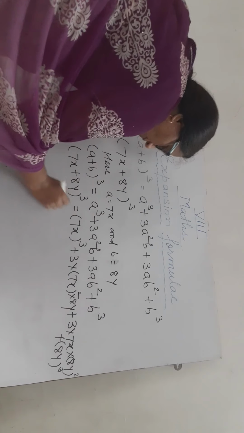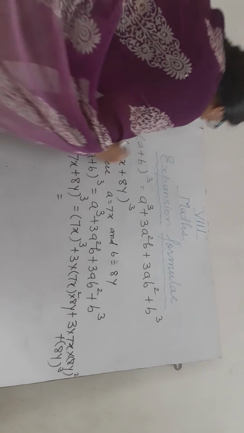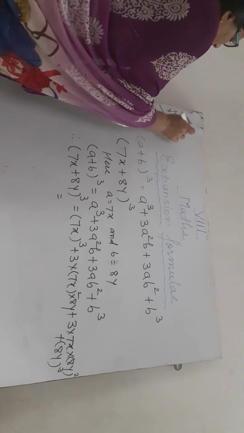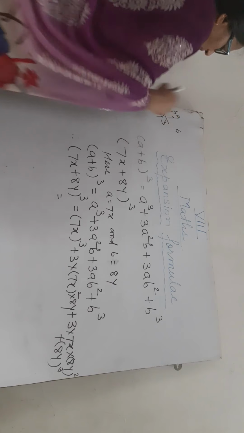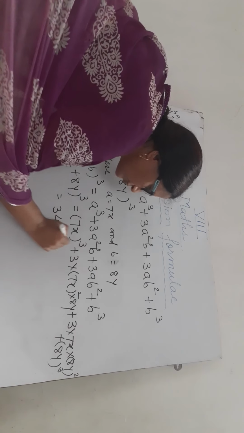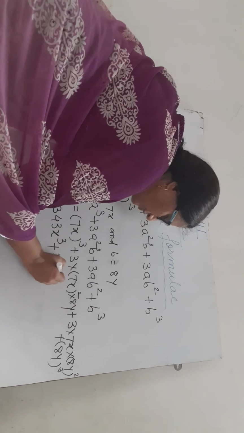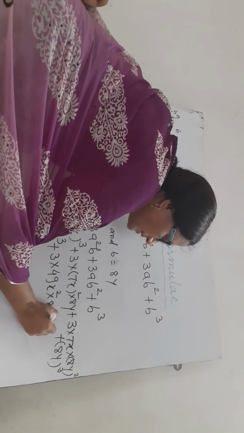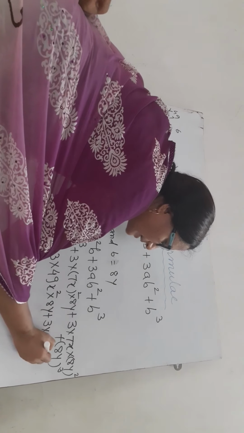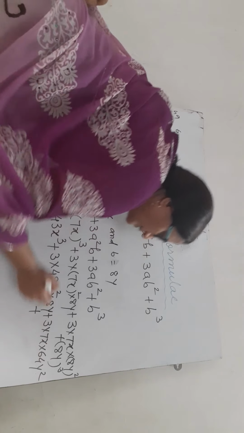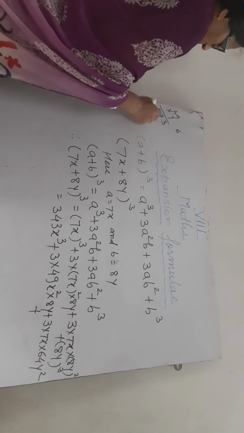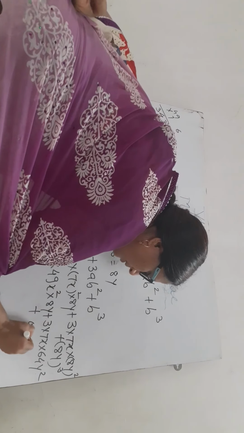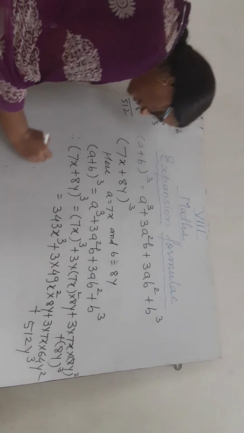Expand it now. Is equal to cube of 7. What is the cube of 7? 49 multiplied by 7. 7 nines are 63, 6 is carried. 28 plus 6, 34. 343 x cube plus 3 multiplied by square of 7, 49 x square multiplied by 8y plus 3 multiplied by 7x multiplied by 64 y square plus what is the cube of 8? 8 8s are 64, 64 multiplied by 8, 512 y cube.